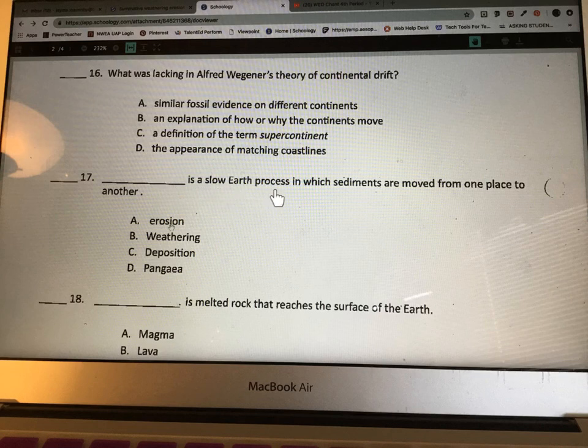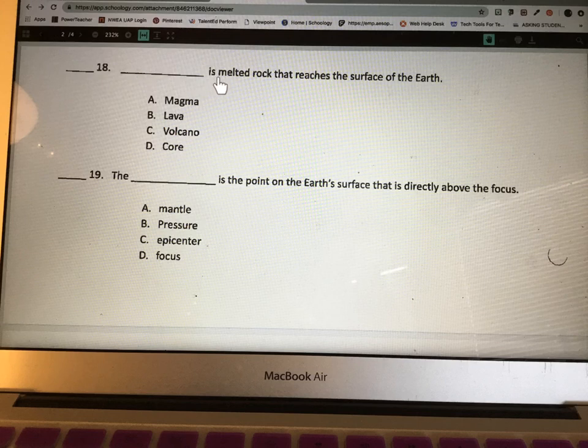Blank is a slow earth process in which sediments are moved from one place to another. Erosion, weathering, deposition, Pangea. Blank is melted rock that reaches the Earth's surface. Magma, lava, volcano, core.